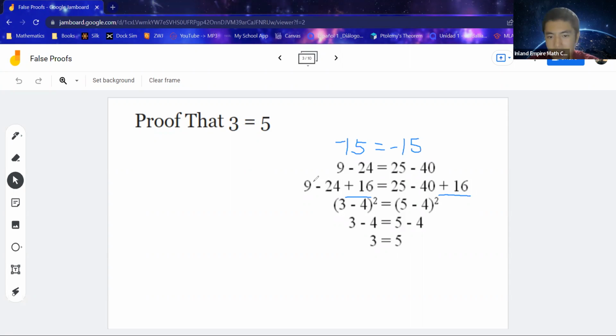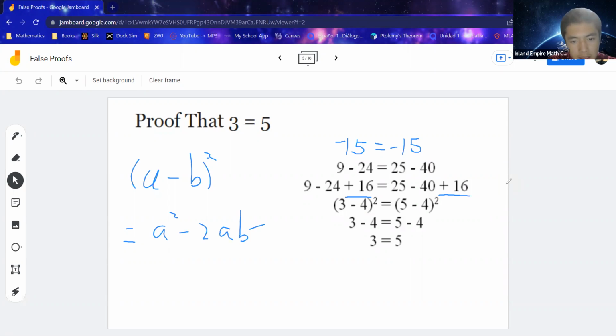Then this is something a little bit complicated, and I'm going to go over it really quick. So what this is called is that when you have a minus b squared, it becomes a squared minus 2ab plus b squared.